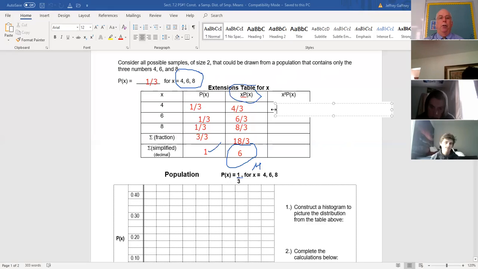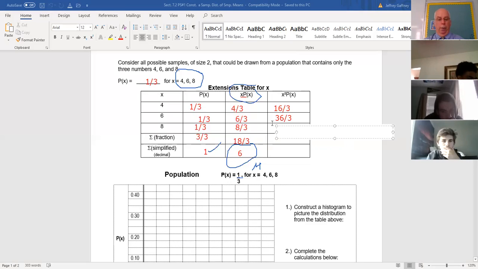Now, in this fourth column, it's just the first column squared times the second column, all right? So if I square 4, it's 16. That's 16/3. If I square 6 and then multiply it times a third, I get 36/3 or 12, right? Square 8 is 64/3, right? If I add all those up together, I get 116/3.